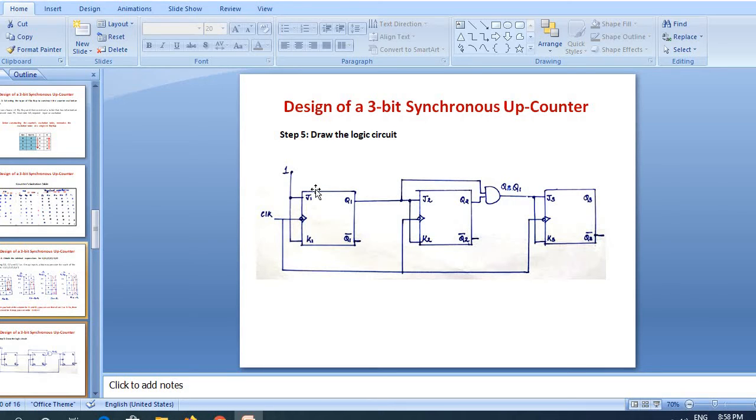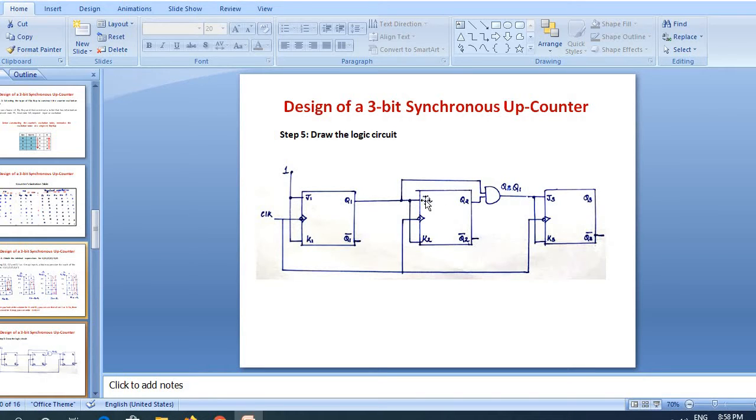You know that it is a 3-bit counter, so you need 3 flip-flops. One flip-flop is this, second flip-flop is this, third flip-flop is this. Now you know that J1 and K1 are 1. Please see the cursor movement. J1 and K1 are 1, so connect it to 1.